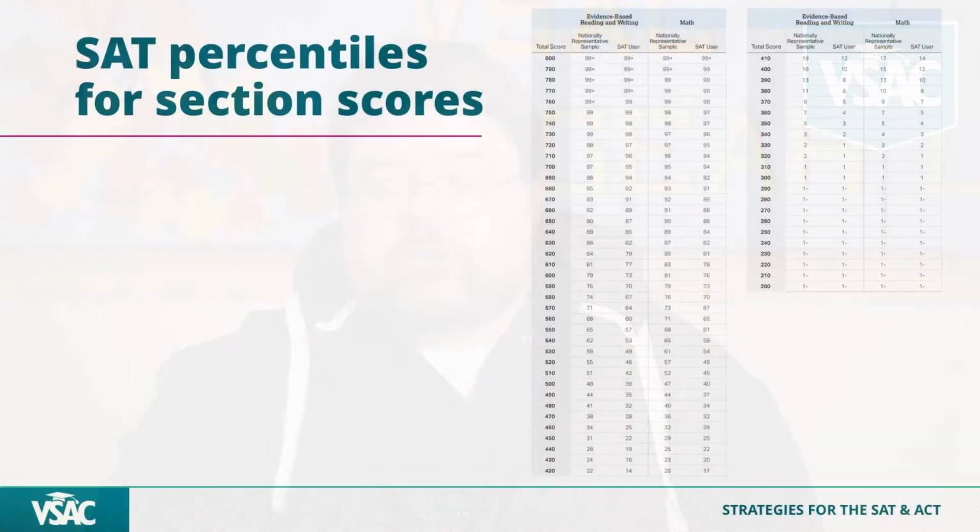And here you can see the section scores. These are what you would get percentile-wise from one section to the other. Again, you can see the representative user and the SAT user columns. And again, you can see that we've got the reading and the math alongside there. I won't spend too much time on these because, again, you can check these out on your own. If you have questions about them, you can email me. And otherwise, I want to get into how you should actually start preparing for these tests.